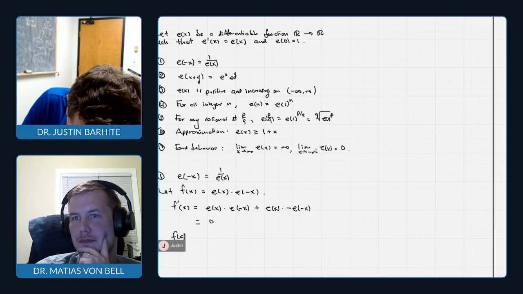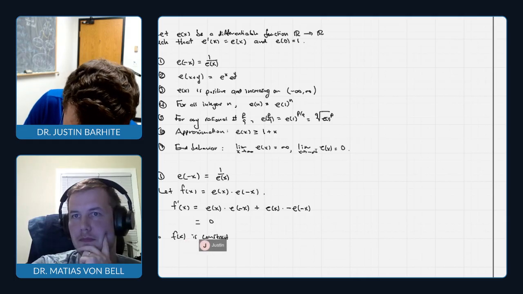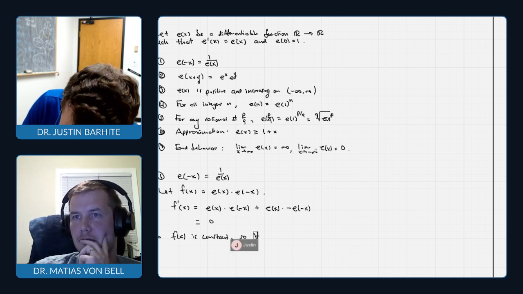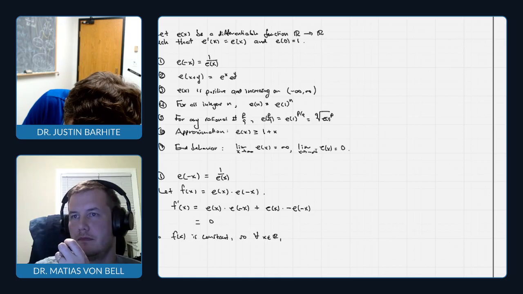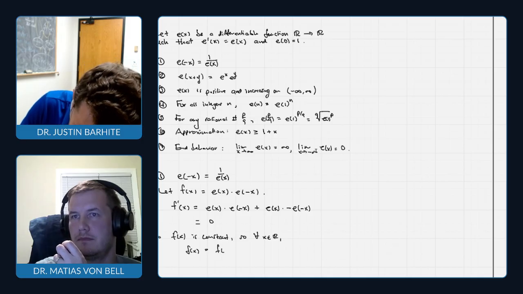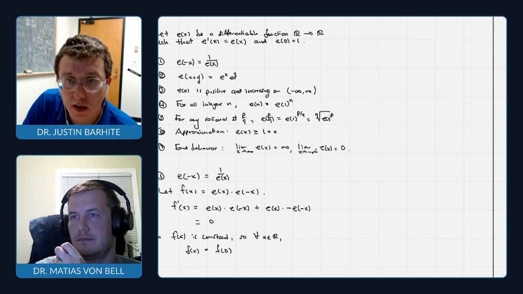So f is constant. So for all real numbers x, f of x is equal to f of 0. Doesn't matter what value I plug into this function, I always get the same thing.